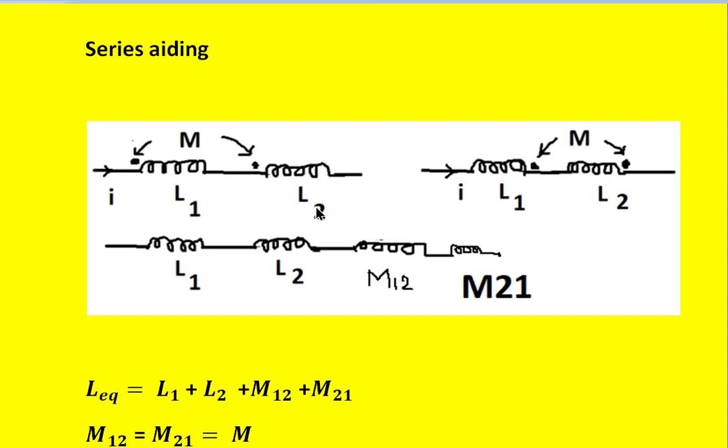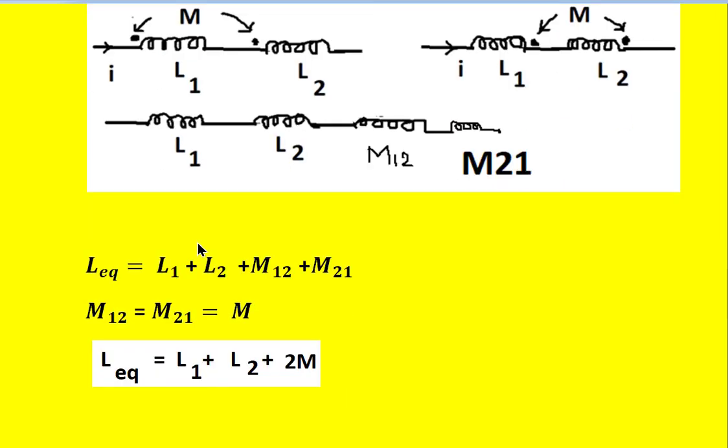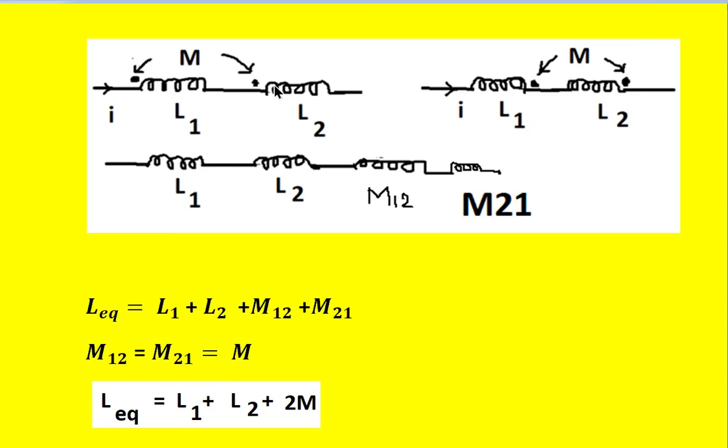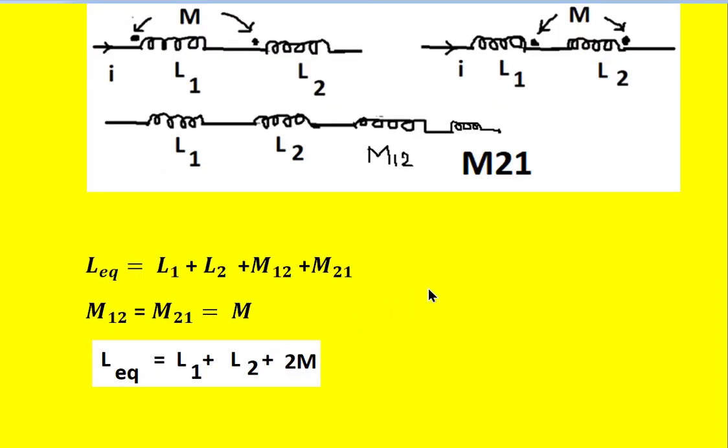Suppose the mutual inductance between L1 and L2 is M12 and the mutual inductance between L2 and L1 is M21, then it can be drawn in series with L1 and L2 like this, M12 plus M21. Then the total inductance can be written as L equivalent is equal to L1 plus L2 plus M12 plus M21. Because both the coils carry the same current, it can be observed that M12 is equal to M21, which can be equated to capital M.